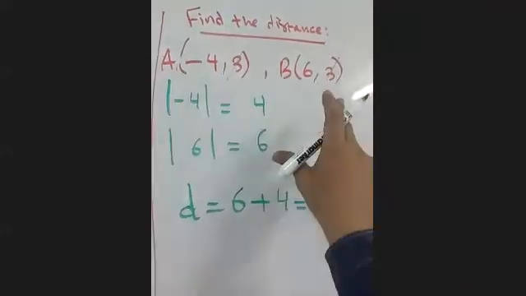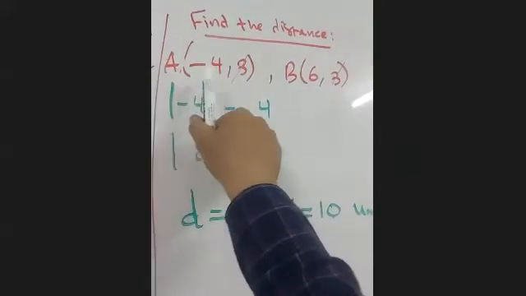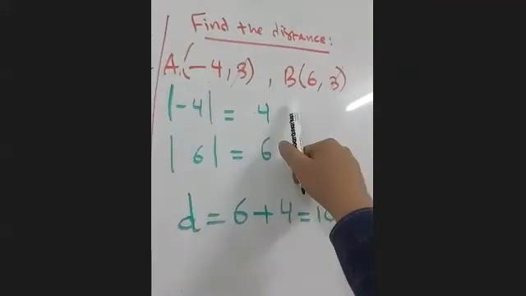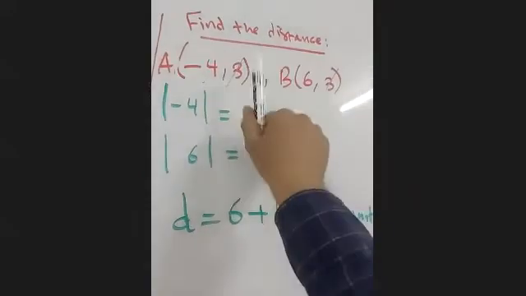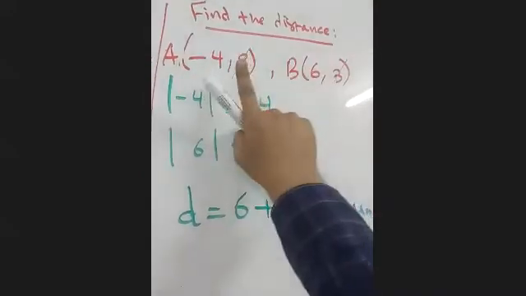Look here and be careful. Now here we have A, -4 and 3. B, 6 and 3. We have similar numbers, 3 and 3. Ignore them. Assume they are not equal.